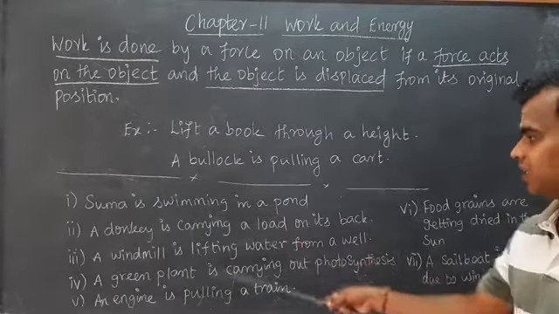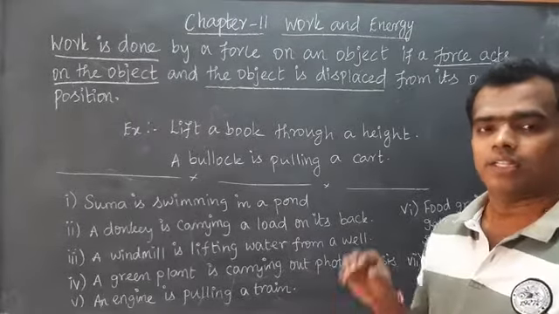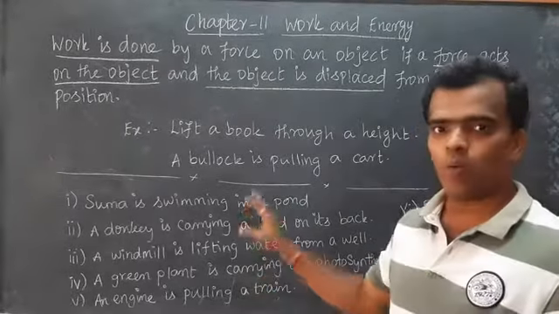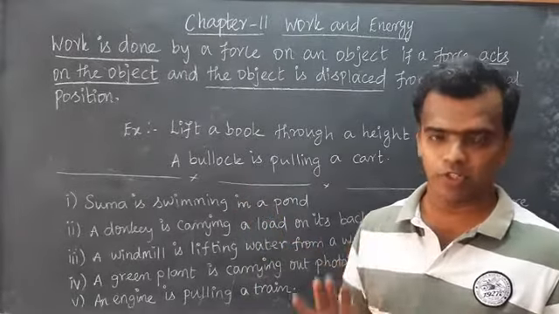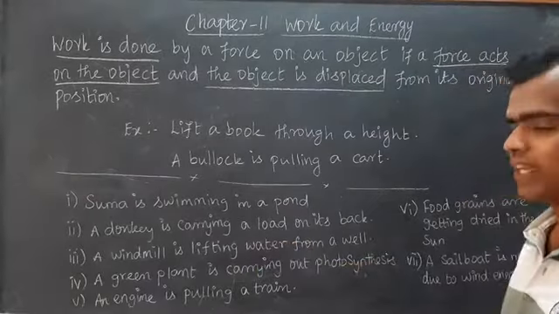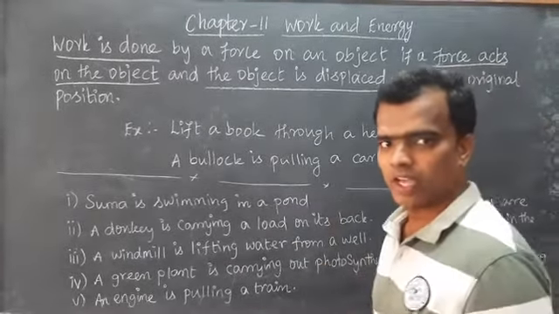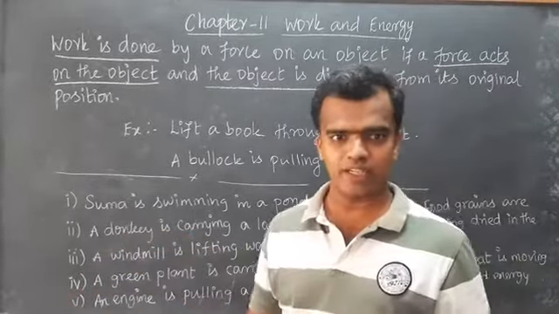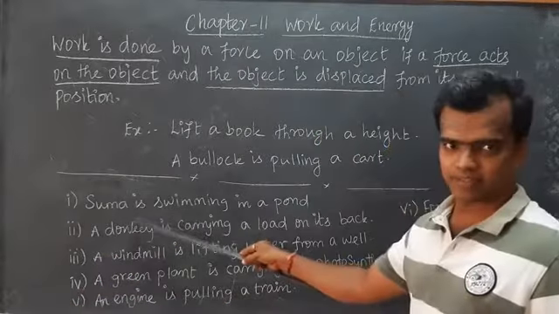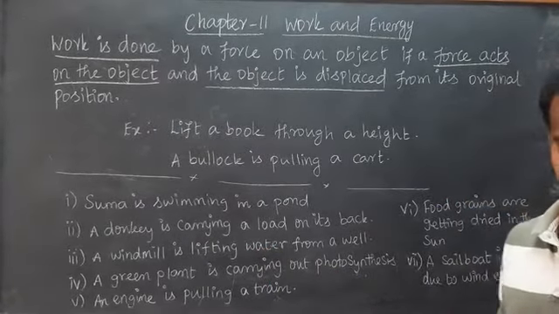You have to go through all those 7 examples and decide whether each example obeys work being done or not. That is your duty; you need to find out. The first case: Suma is swimming in a pond. What will happen? She is applying force and she will move horizontally, right? So the work is done here. Similarly, you should identify all those 7.